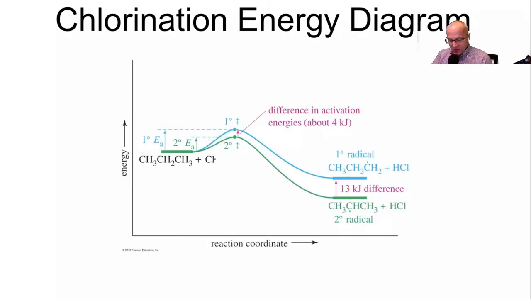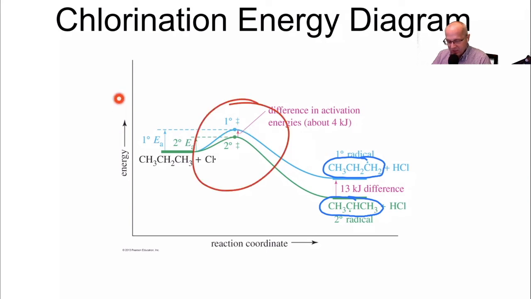So now let's take a closer look. Take a look over here. There's my secondary radical. There's my primary radical. Now take a glance right in here. Take a look right in here. The green line is the secondary radical formation. The blue line is the primary radical formation. It's really important that you look at this. The blue line is higher in energy. Energy goes up as you go higher. The blue line is higher in energy than the green line.